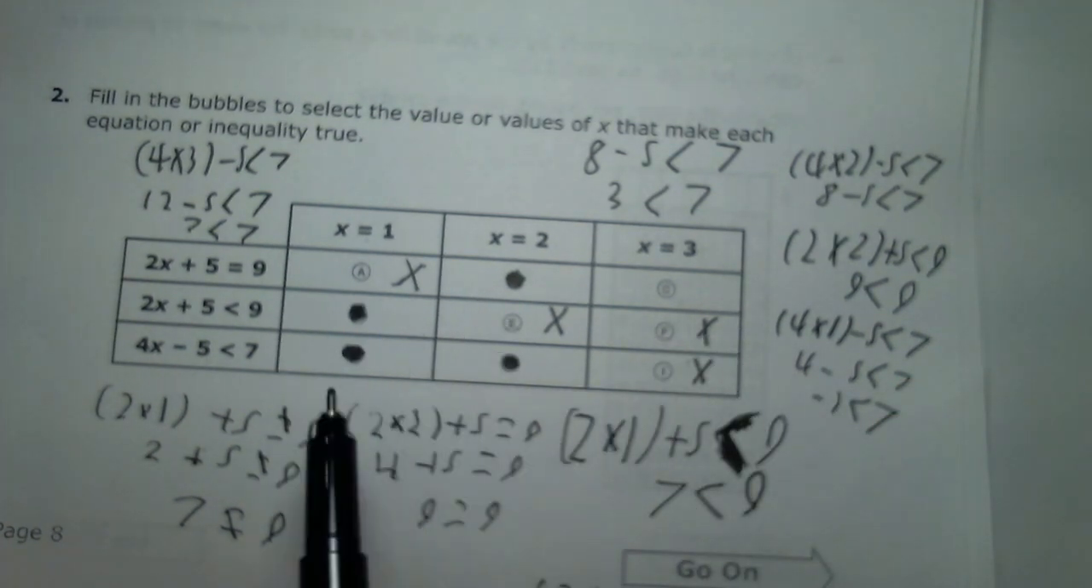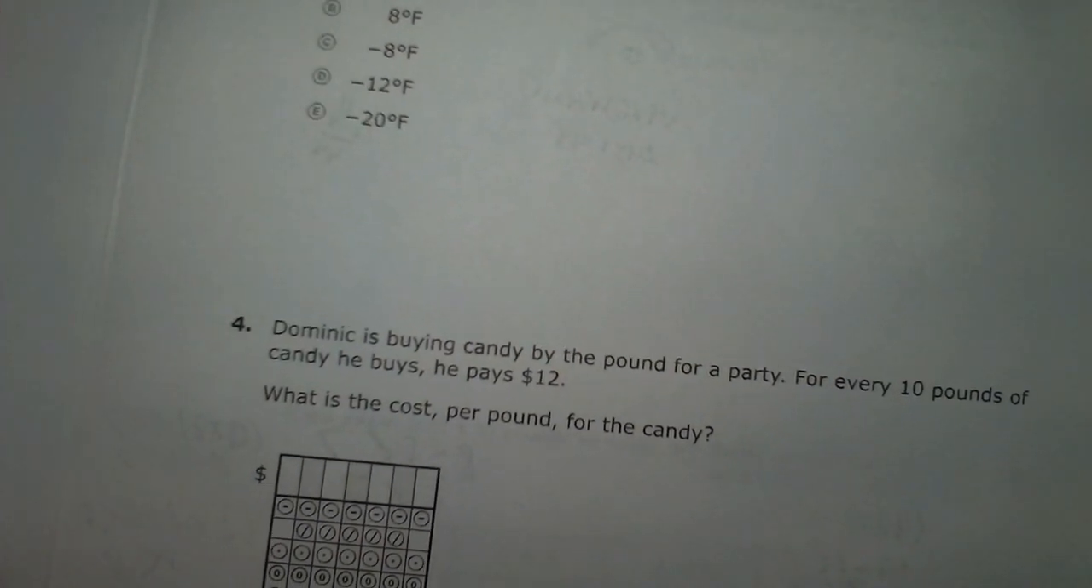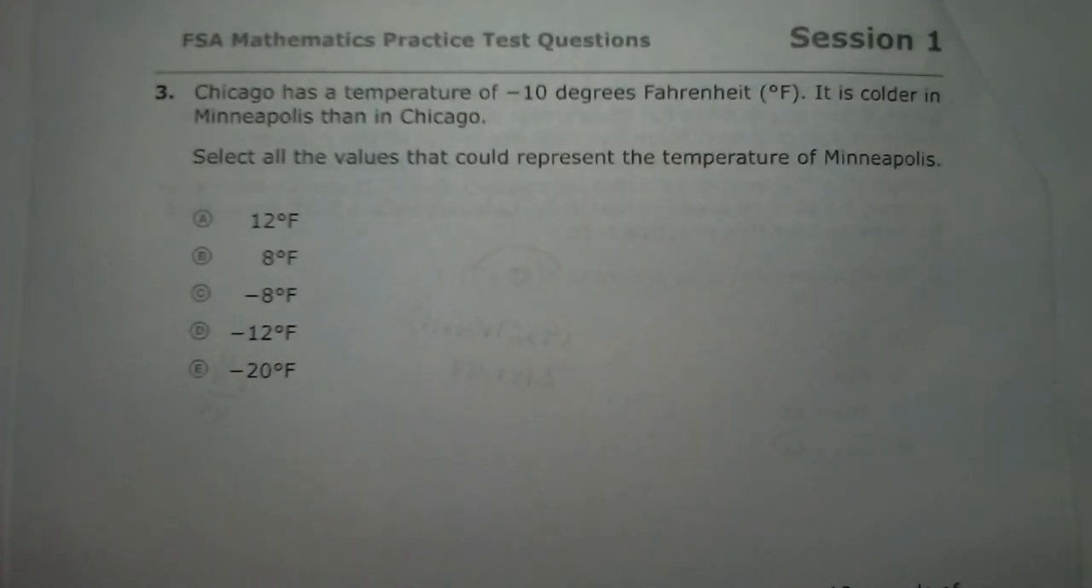Now, this is our correct answer. Now, Noah is also going to be teaching number 3. Okay. Chicago has a temperature of negative 10 degrees Fahrenheit. It is colder in Minneapolis than it is in Chicago. Select all the values that could represent the temperature of Minneapolis.